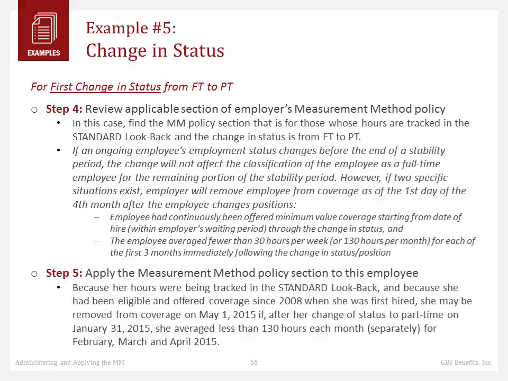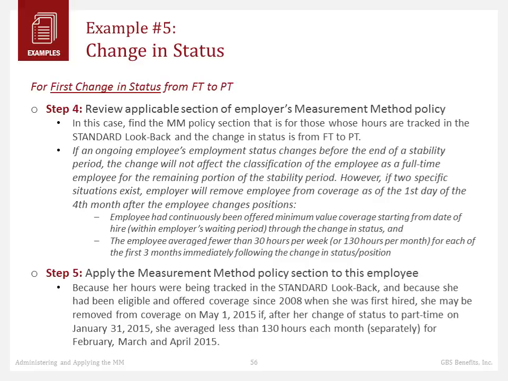Now remember when we talked about the change in status rules, we had specific rules for initial and specific rules for standard, and we're in the standard. Okay, so those two situations have to exist. First, employee had continuously been offered minimum value coverage starting from the date of hire through the current change in status, and the employee averaged fewer than 30 hours per week or 130 hours per month, which is how I like to do it, for each of the first 3 months immediately following the change in status. That's what the rule says, so let's apply it.